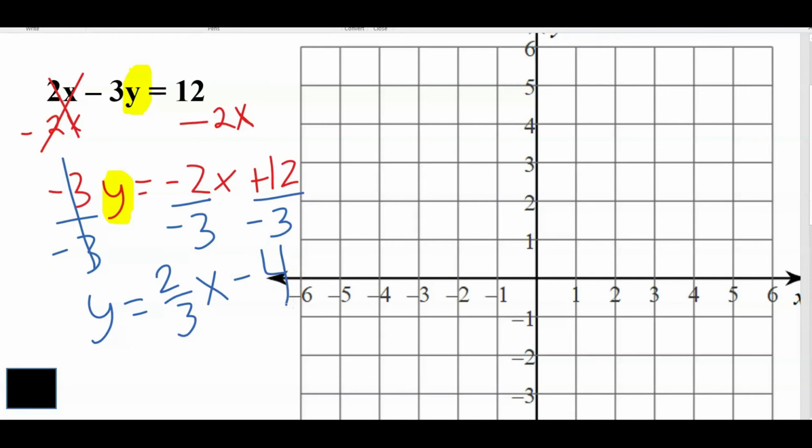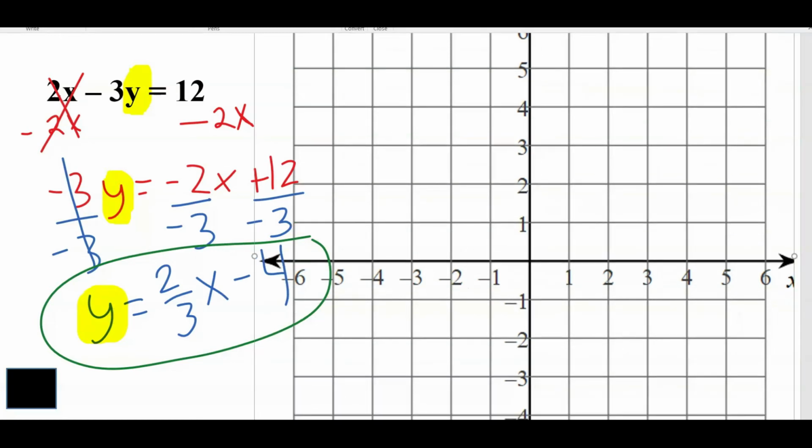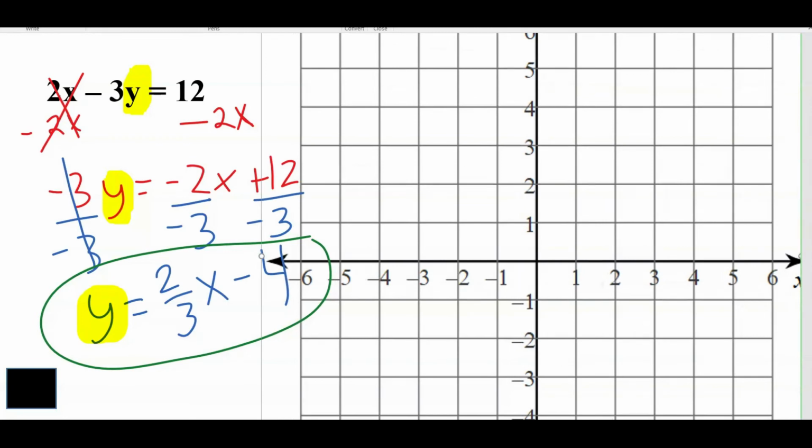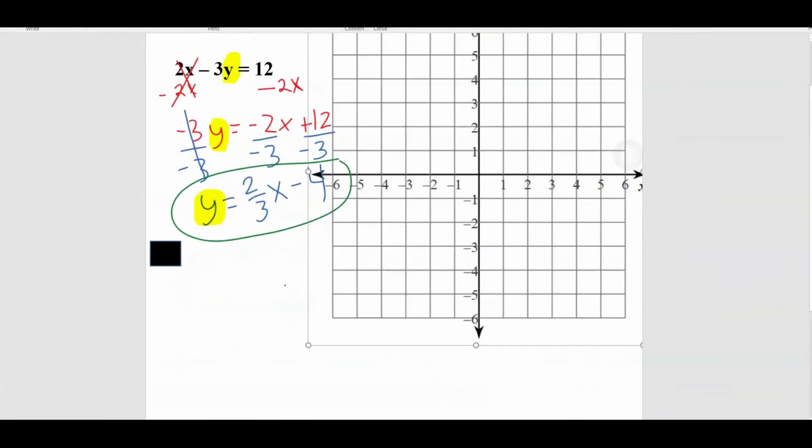So now I have done what I was trying to do. I have solved this thing for y. Y is now the only thing on the left. And I could graph this just like we normally would. Negative 4 is going to end up being somewhere down here at the bottom. Let me see if I can slide this up a little bit. All right, there we go. All right, so my negative 4, that's my y-intercept. That's where I'm going to start, according to this new equation we just came up with.